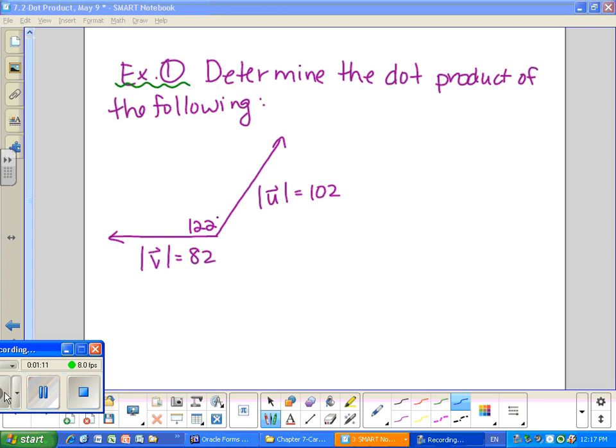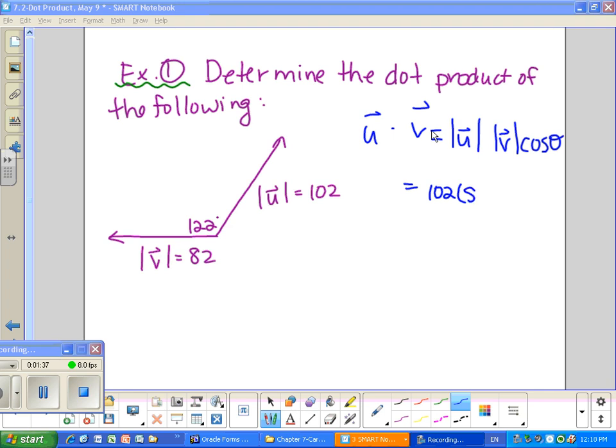So if you have to calculate the dot product for this, the formula for the dot product between u and v equals the magnitude of u times the magnitude of v times cos theta. In this problem, this is one case where you will be given all of the pieces of information. We are given the magnitude of u, which is 102. We're given the magnitude of v, which is 82. And you're given that theta is 122. If you had to solve for this, what would you get? And that's the value you'd get.